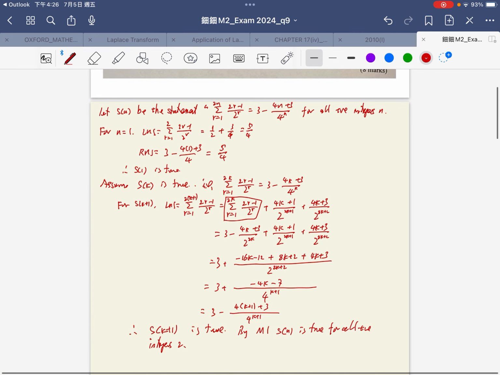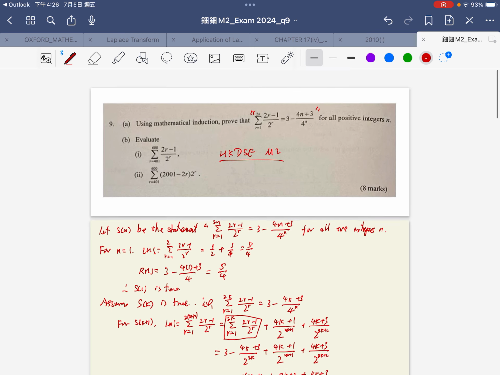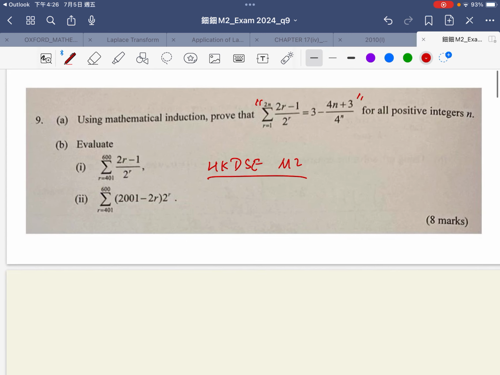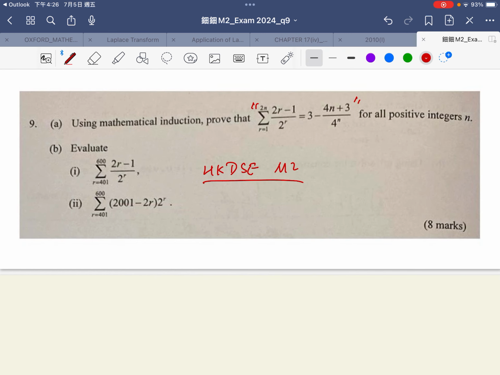Okay, this is the first part of this question. It is normal level. Now I change to the second part. The second part is using the result to evaluate this one. For part 1, the summation of the terms from 401 to 600.